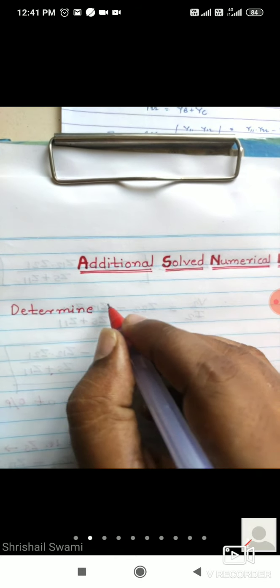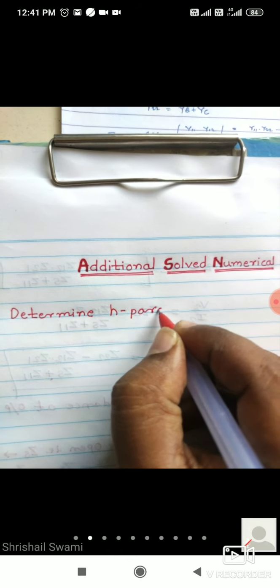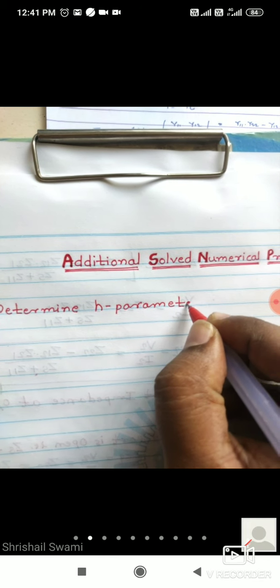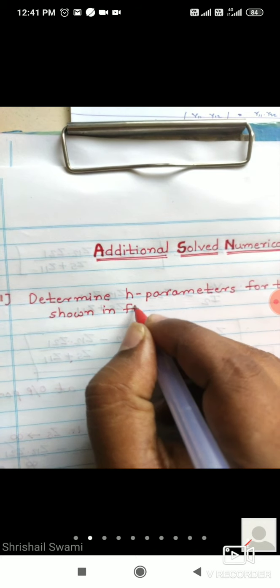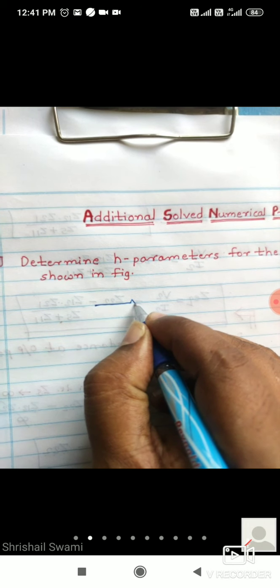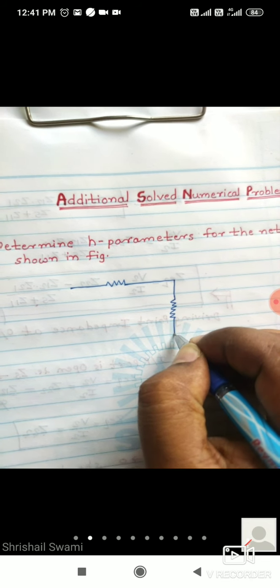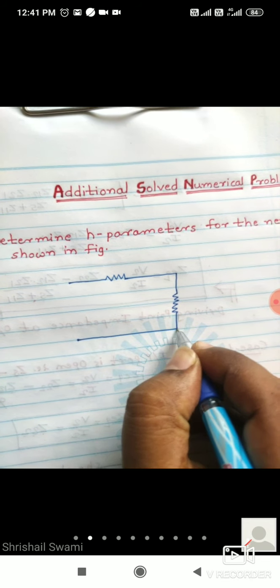determine h parameters for the network shown in figure. So this is the question asked for 4 marks. So the given network is shown in the figure. Very simple network to observe.